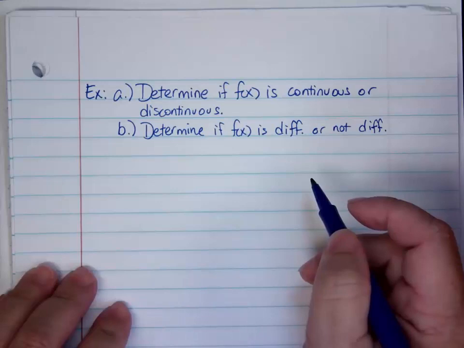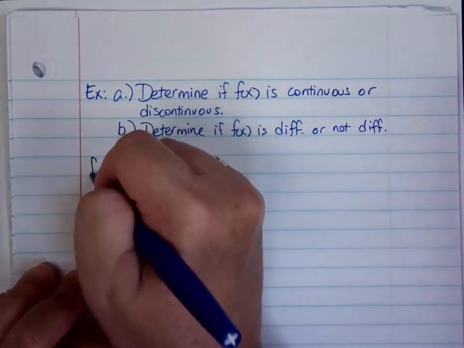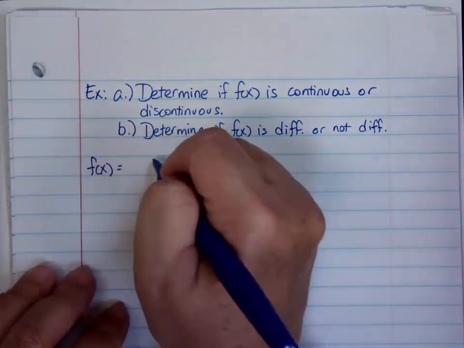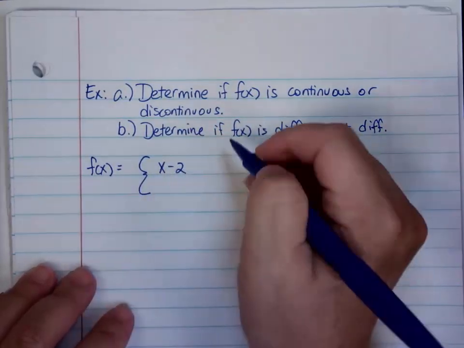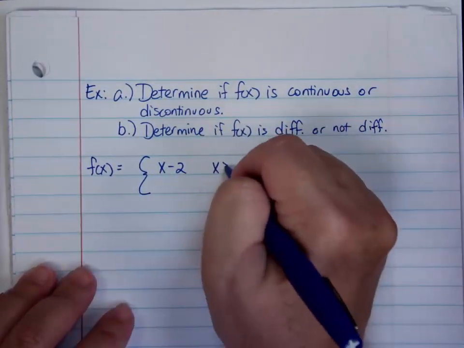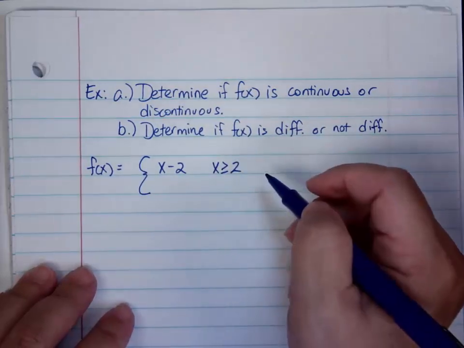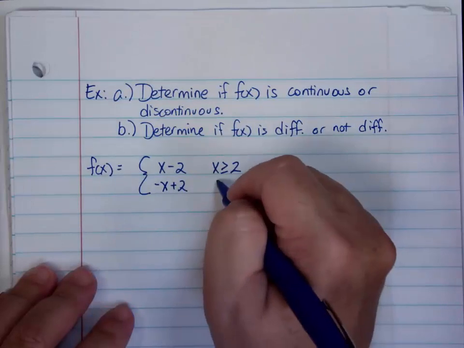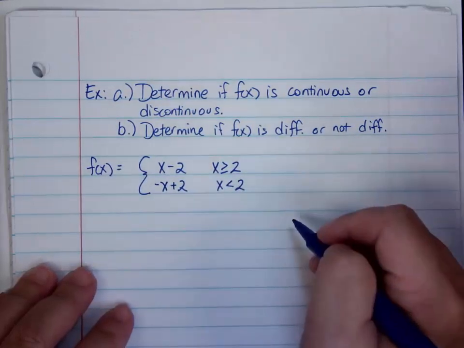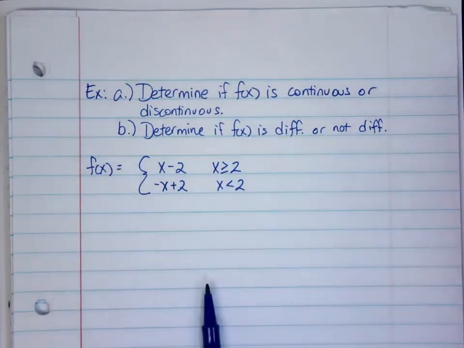Okay. So here's our first function. f of x equals x minus 2 for x is greater than or equal to 2, and negative x plus 2 for x is less than 2. We're going to do this one completely algebraically. And we're going to come back to graphically in a little bit.